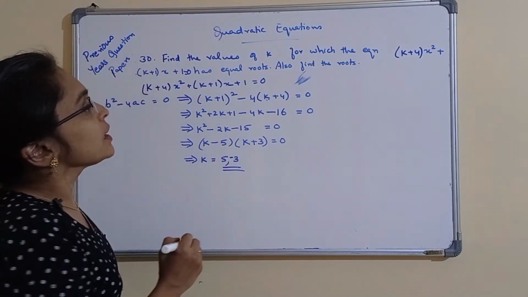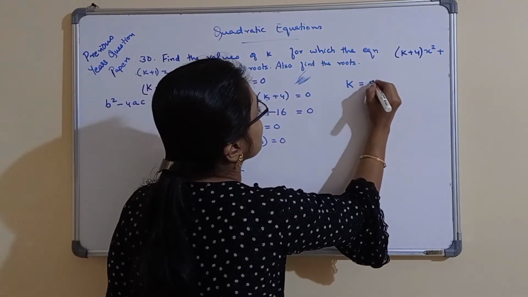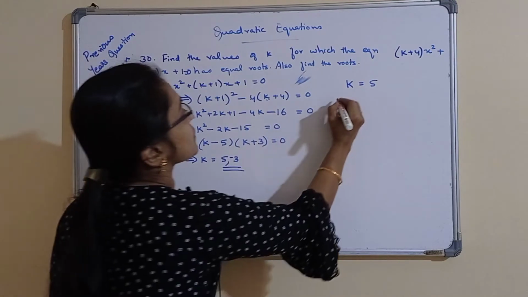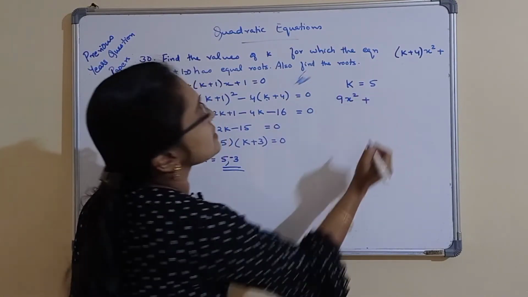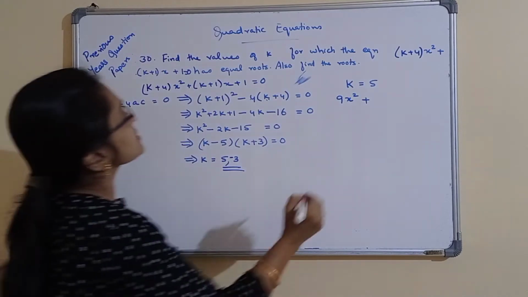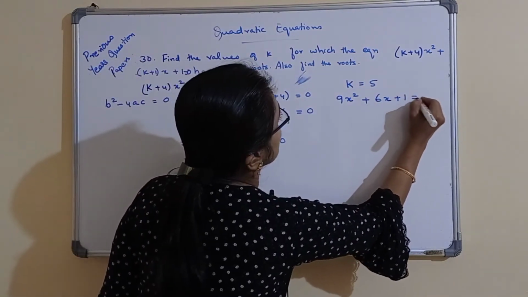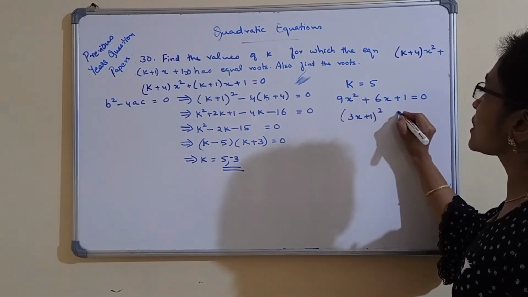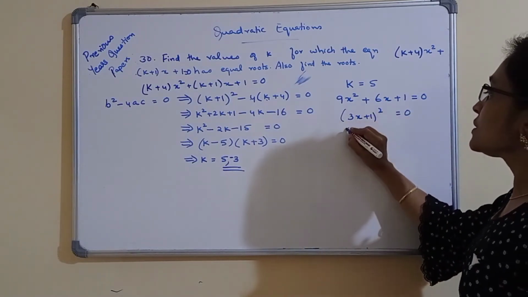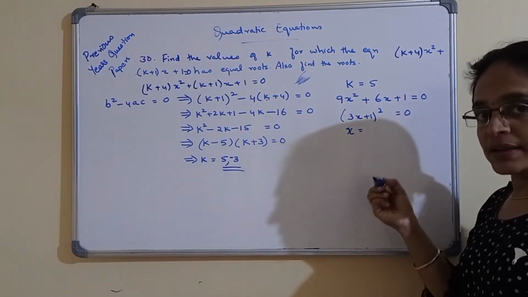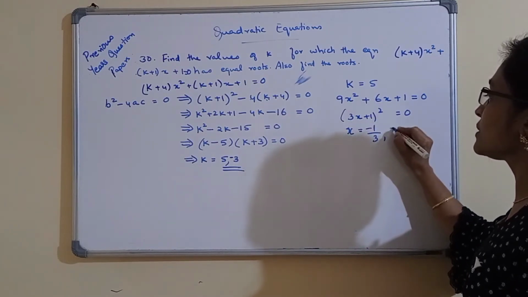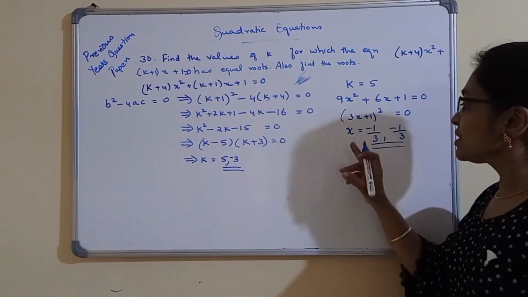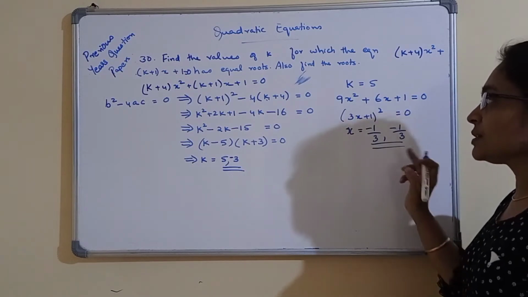Now when k equal to 5, what is the equation? 5 plus 4x square, that is 9x square, plus 5 plus 1 into x, that is 6x plus 1 equal to 0. So this is of the form 3x plus 1 the whole square equal to 0. So we have 3x equal to minus 1, which means x equal to minus 1 by 3 and minus 1 by 3. So when k equal to 5, we got the values of x as minus 1 by 3 and minus 1 by 3.